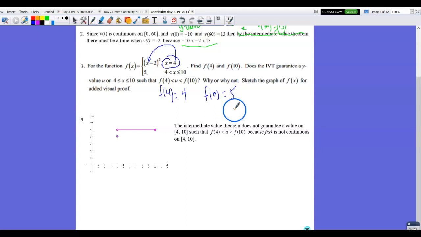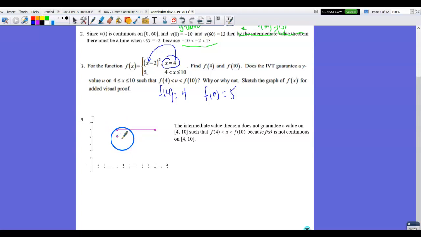Does the intermediate value theorem on the closed interval from 4 to 10 guarantee a y value u, such that u, in this case the y value, is between f of 4 and f of 10? Why or why not? Sketch the graph of f of x for added visual proof. All right, so here's the graph that is produced.